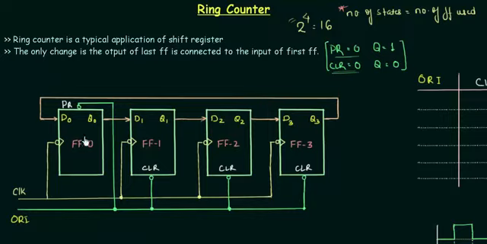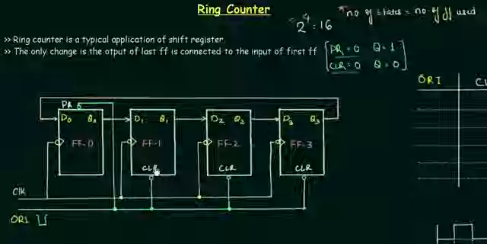So we have used the preset and clear inputs in a certain manner that I'm going to explain to you. This ORI is an active low signal. Whenever it is low like this, the clear and preset will be in action and there will be a change in the circuit. For flip-flop number 1, flip-flop number 2 and flip-flop number 3, you can see that this ORI, the overriding input, is connected to the clear.